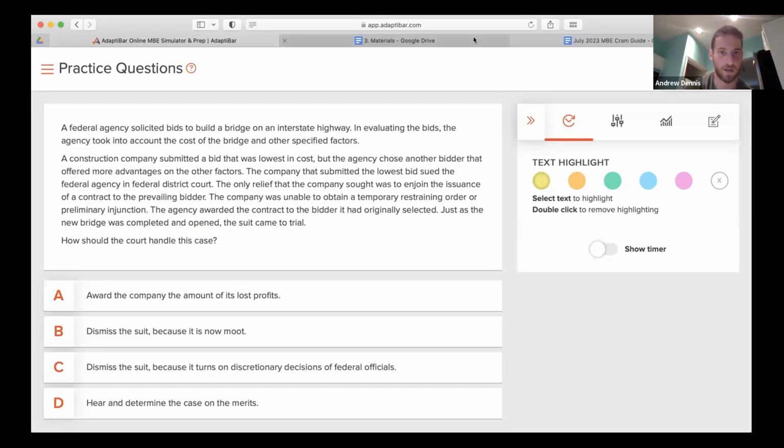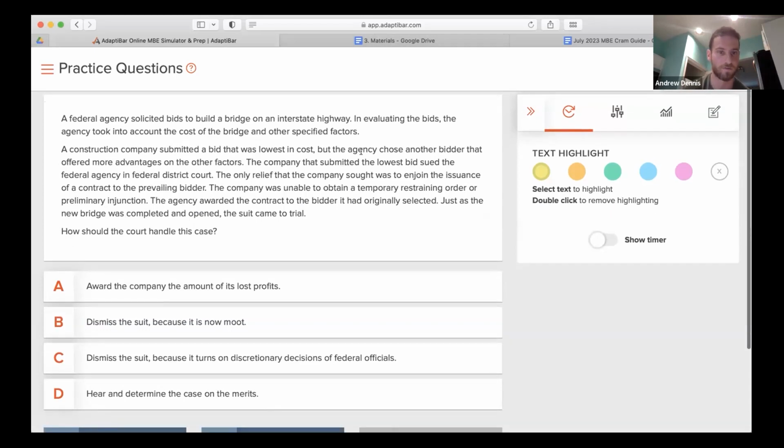Okay. A federal agency solicited bids to build a bridge on an interstate highway. In evaluating the bids, the agency took into account the cost of the bridge and other specified factors. A construction company submitted a bid that was lowest in cost, but the agency chose another bidder that offered more advantages on other factors. The company that submitted the lowest bid sued the federal agency in federal court. The only relief that the company sought was to enjoin the issuance of a contract to the prevailing bidder. The company was unable to obtain a temporary restraining order or preliminary injunction. The agency awarded the contract to the bidder it had originally selected. Just as the new bridge was completed and open, the suit came to trial.